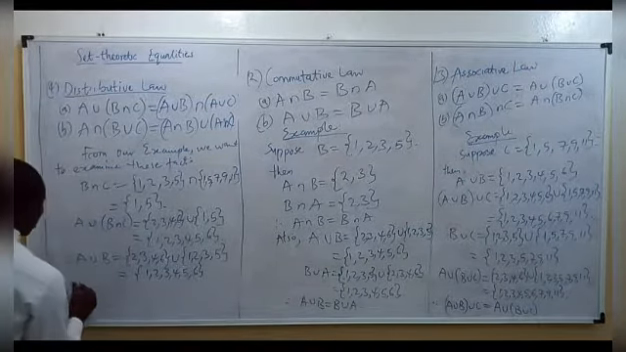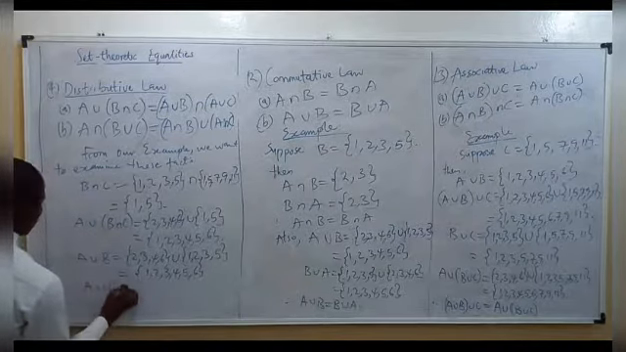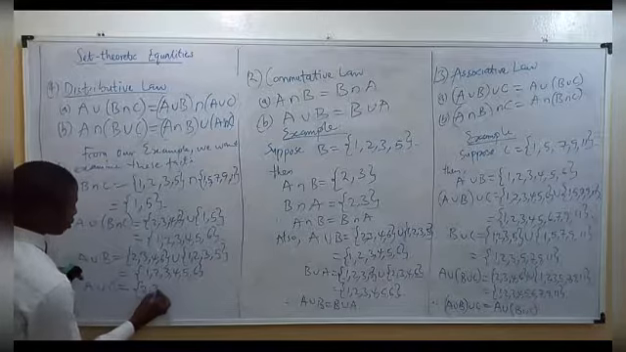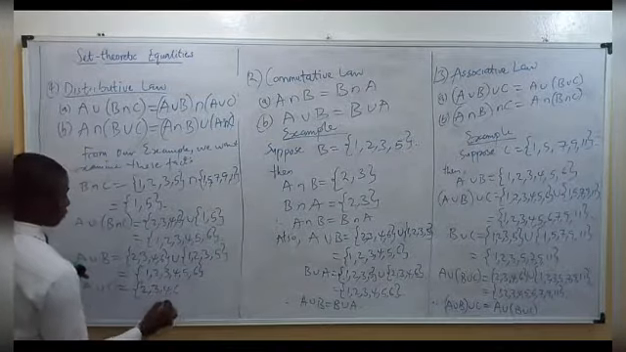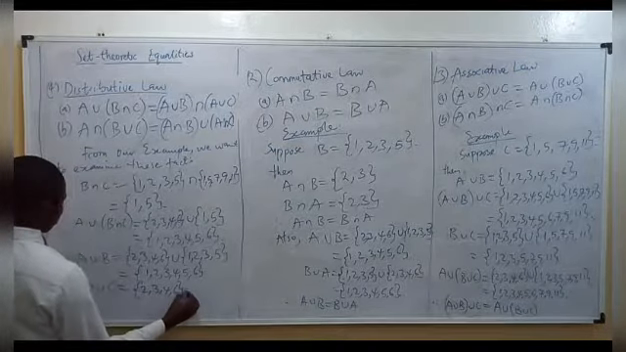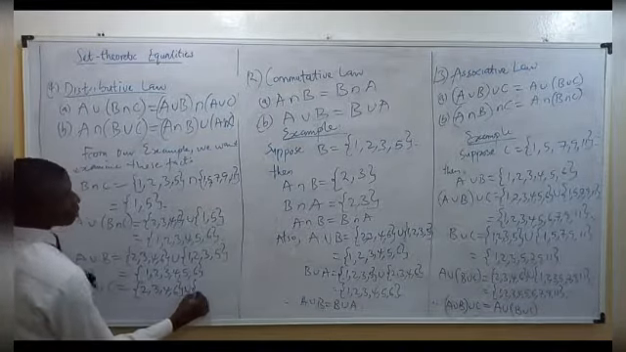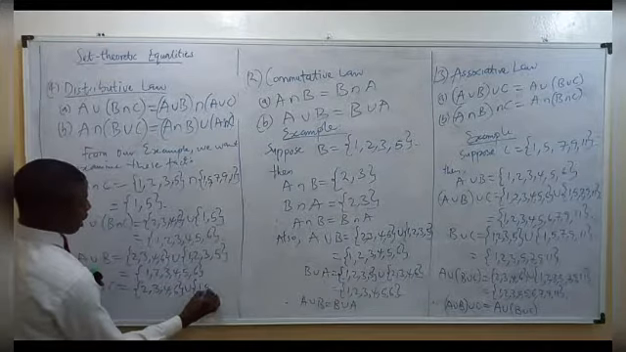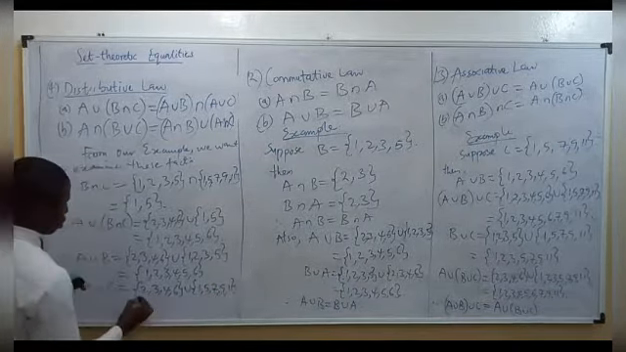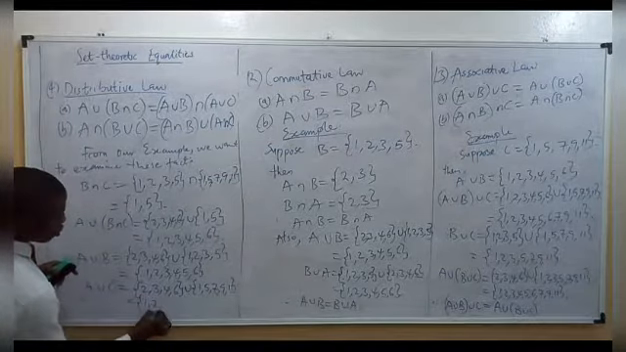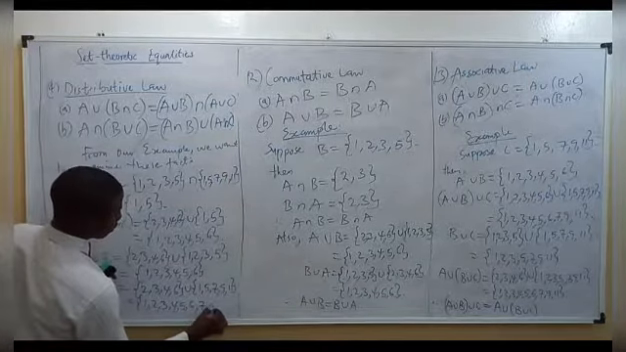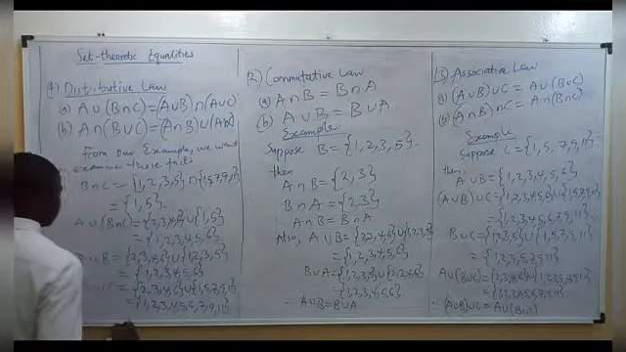Now our A union C is equal to our A, 2, 3, 4, 6, and our C, 1, 5, 7, 9, 11. So this one will give us 1, 2, 3, 4, 5, 6, 7, 9, 11.